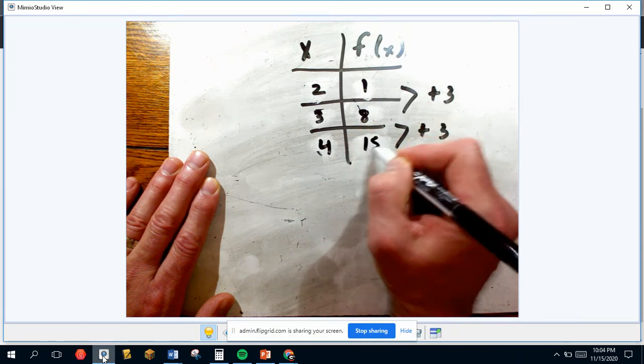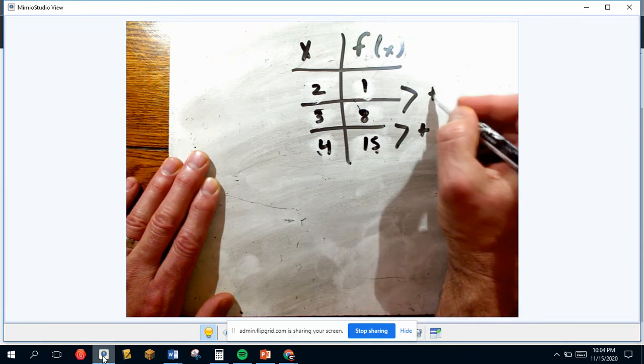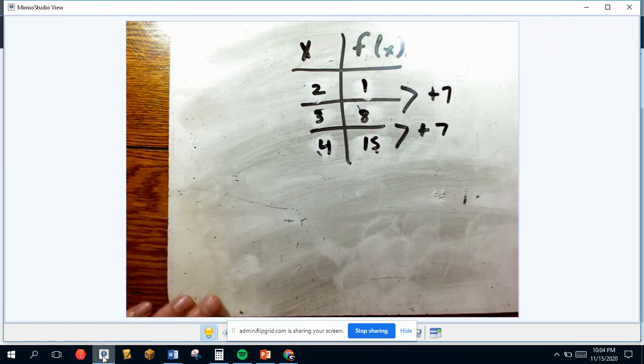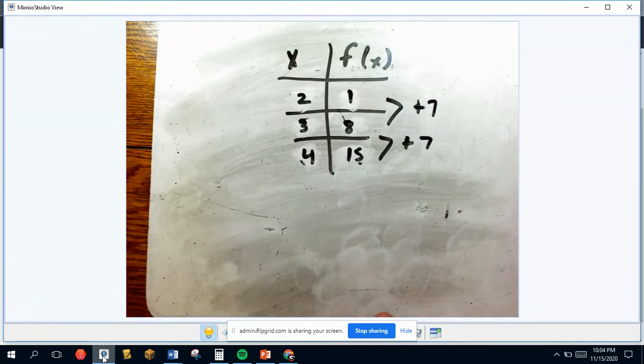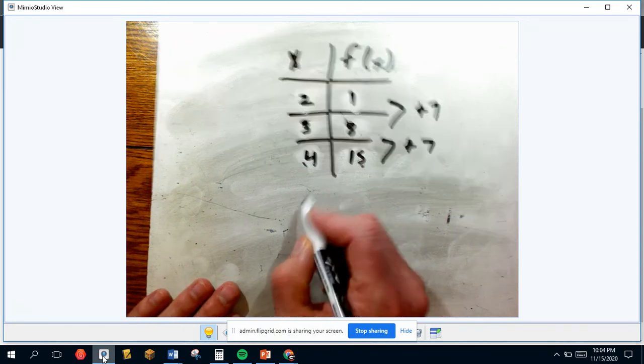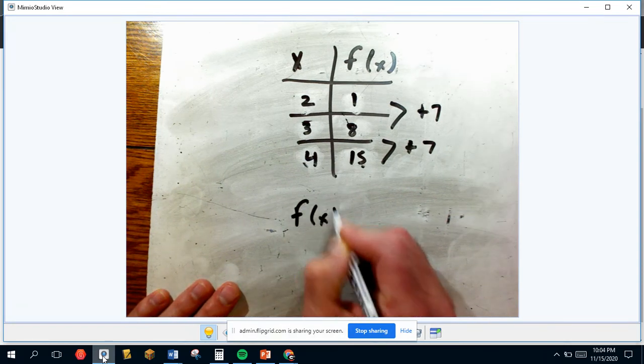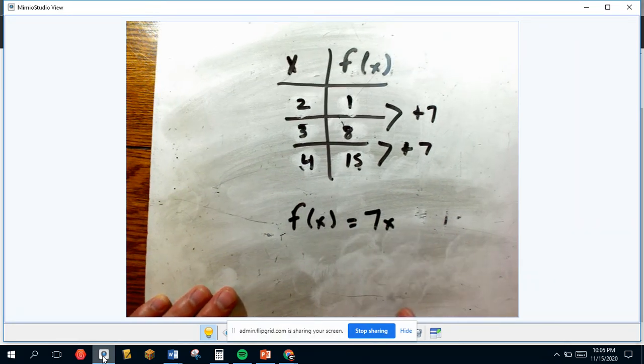This time we're going up by 7. In this section, it's always going to be that. You're always going to be going up by the same amount every time. Well, here we're going up by 7. So remember what I told you, do f of x equals 7x. But again, it's not right. Sometimes you might get lucky and it might be right away, but it's not here.